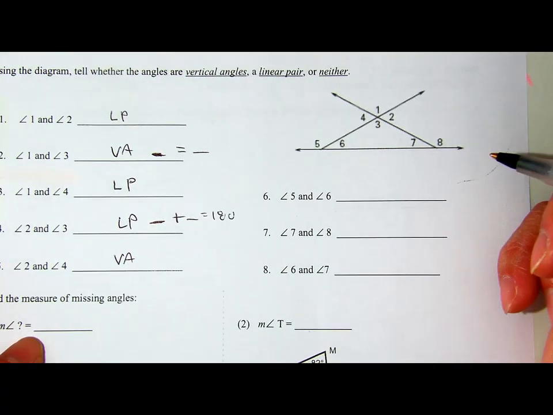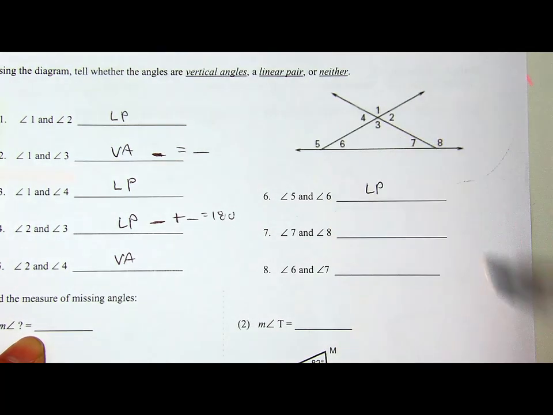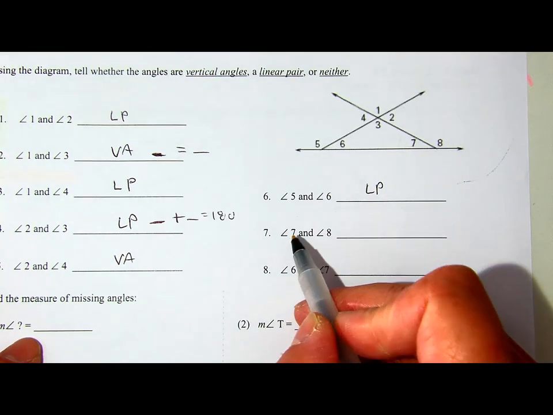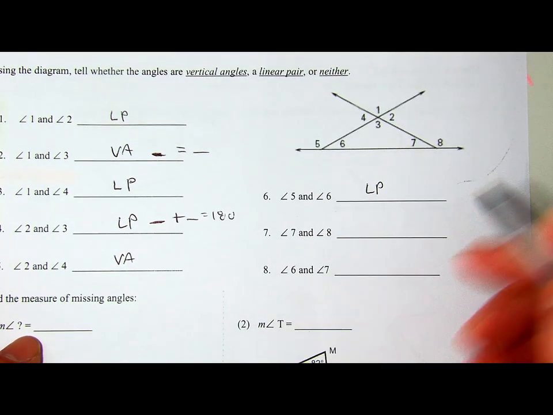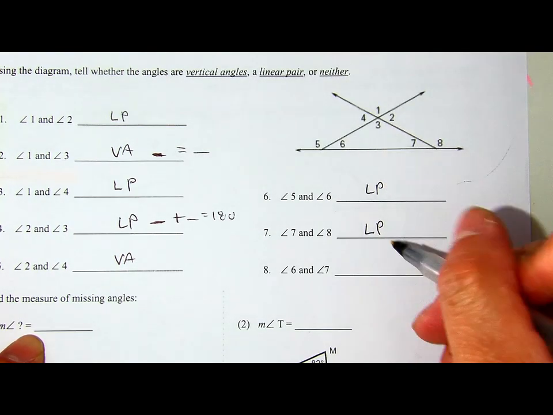Green chairs, 5 and 6. Linear pair. Number 7. Red chairs, 7 and 8. They're next to each other on the line. And orange chairs, 6 and 7.